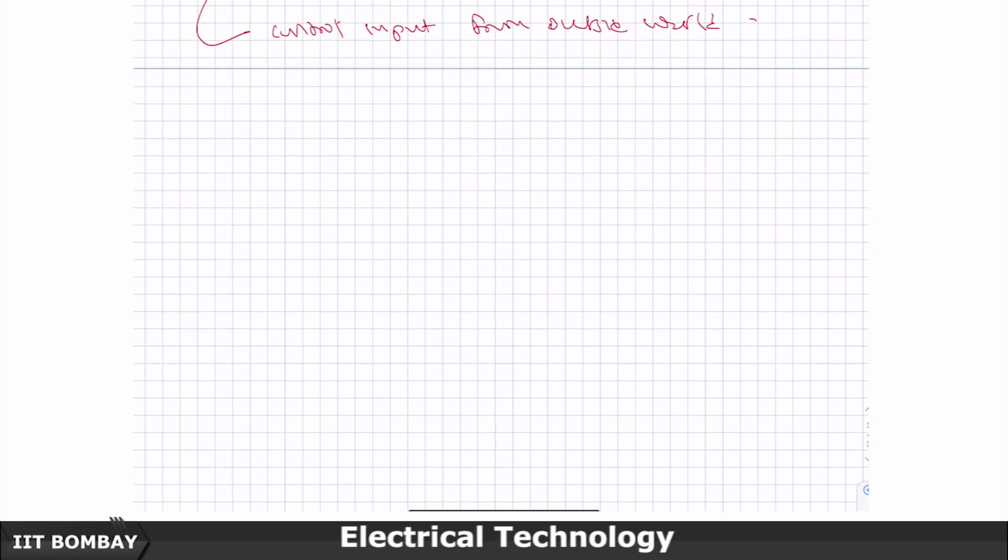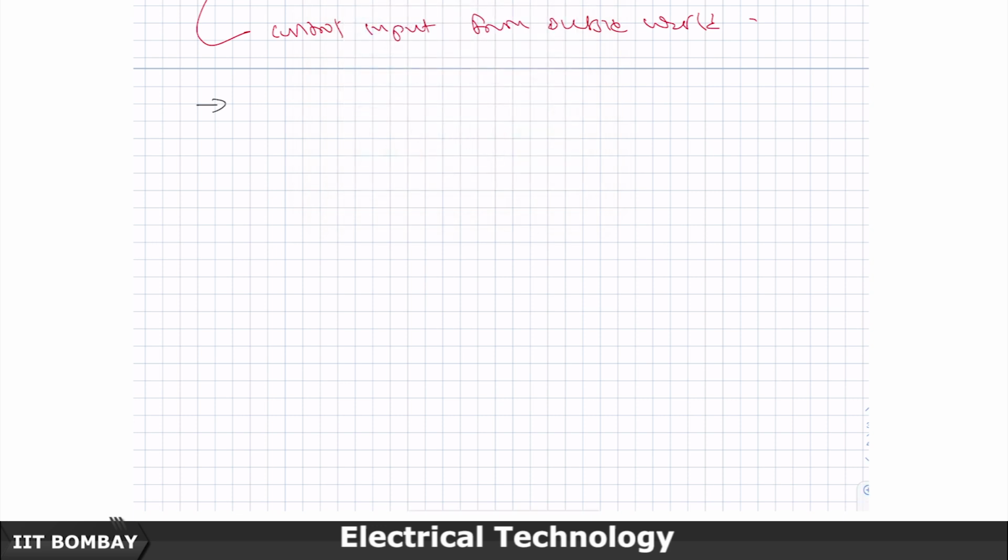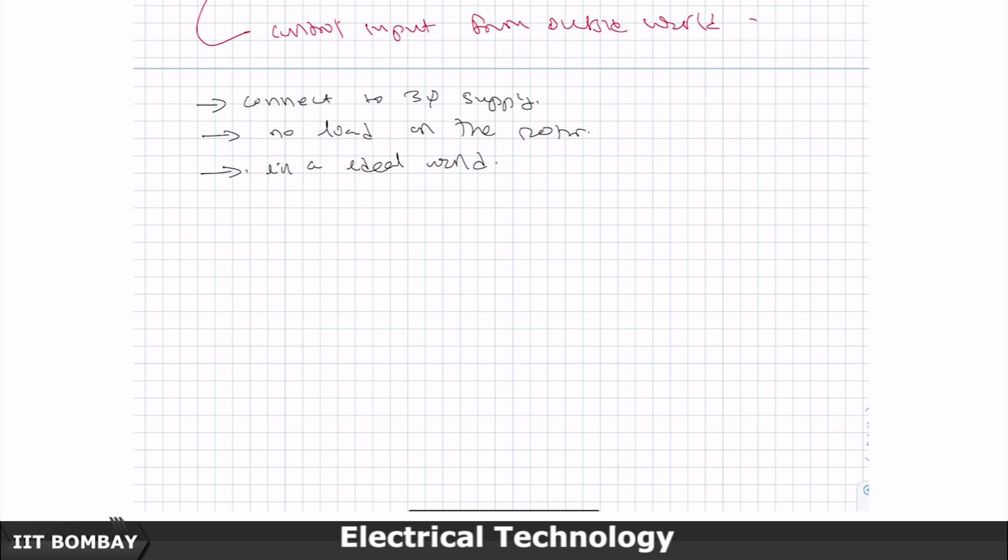Now, the point is to tell you upfront, this machine, if I connect to a 3-phase supply and no load or unloaded on the rotor, what is going to happen? What is going to happen is that in an ideal world, which is usually in electrical engineering free of resistances, free of friction at the mechanical thing and so on, in such an ideal world, the induction machine will start rotating at synchronous speed.